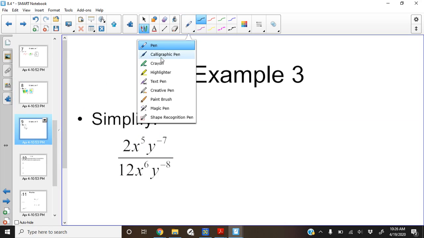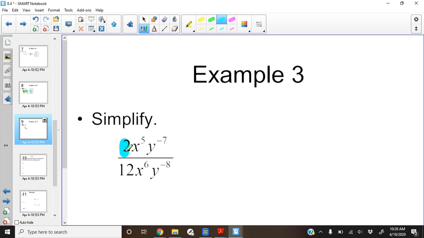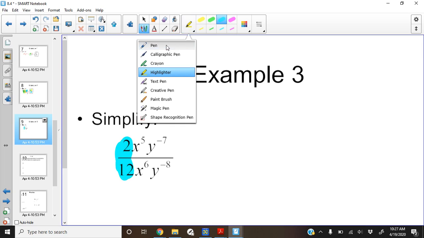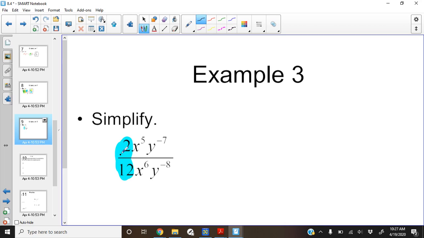Okay, next one. Let's highlight our coefficients. We have 2 over 12. Both are divisible by 2. And you end up with 2 divided by 2 is 1. 12 divided by 2 is 6. So 2 over 12 is 1/6.